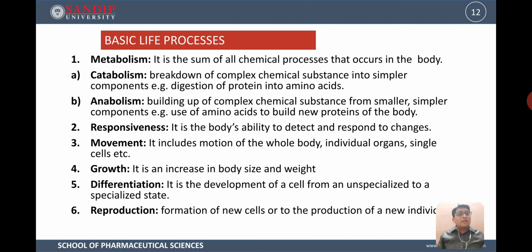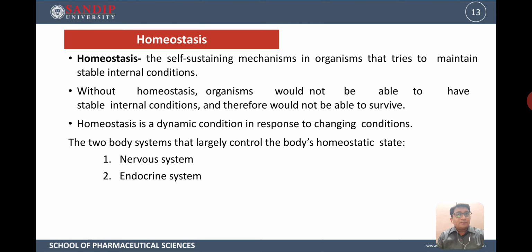This is simply known as growth. Growth means an increase in body size with an increase in weight. Then differentiation: it is the development of a cell from an unspecialized to a specialized state. Reproduction: already we know what is meant by reproduction, the formation of new cells or the production of a new individual, which is the formation of the fetus.